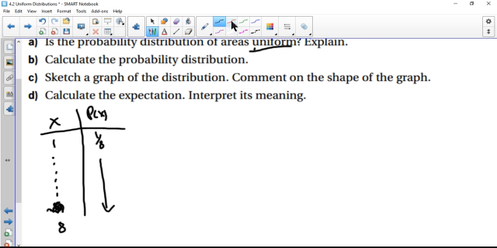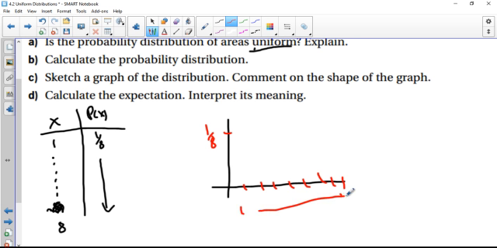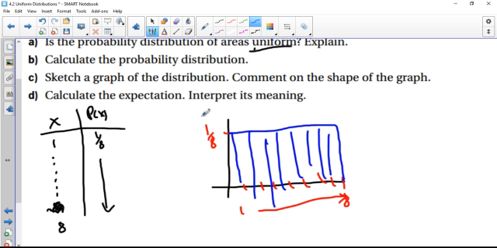Okay, so then again, your graph will be uniform at 1/8. The values are 1 through 8, and it's a big old block. Sketch the graph, comment on the shape. It's just a solid block because it has the same values. So now you're going to do your expectations.